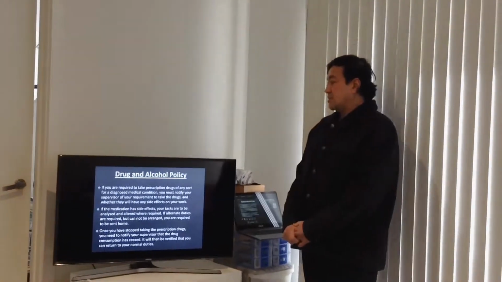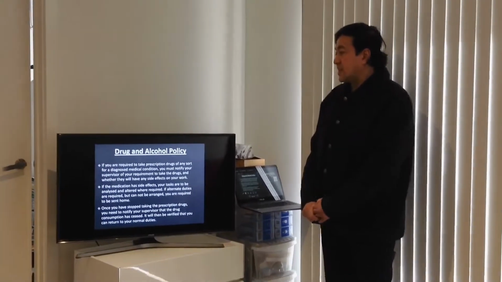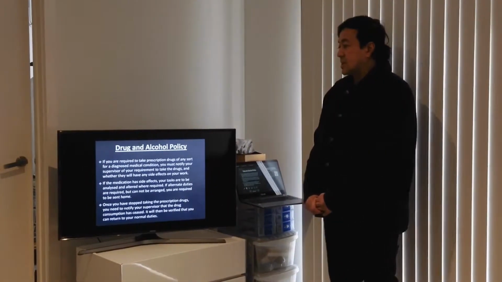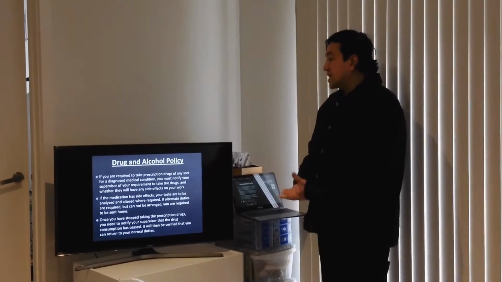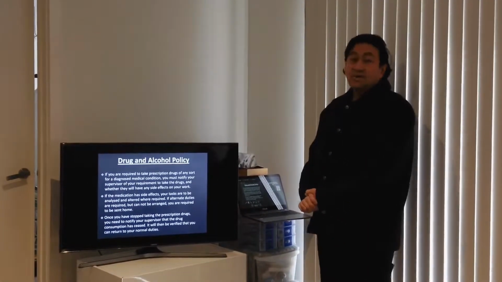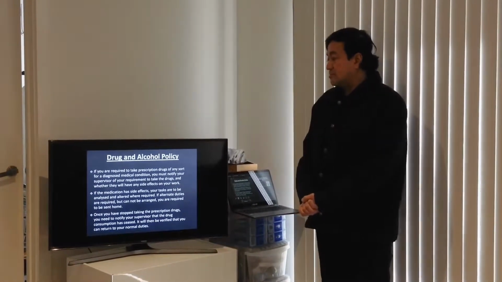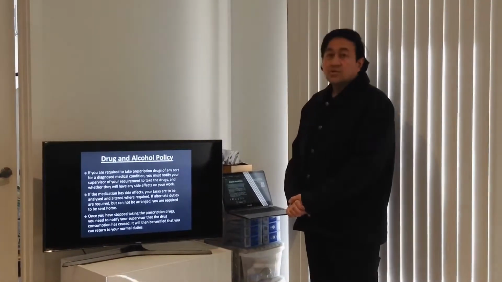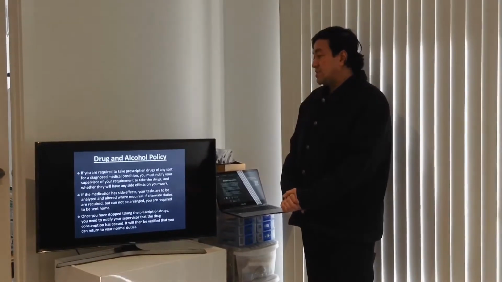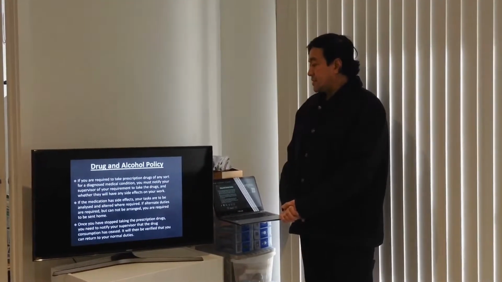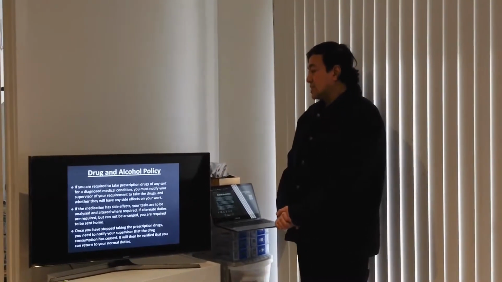If you are required to take prescription drugs of any sort for a diagnosed medical condition, you must notify your supervisor of your requirement to take the drugs and whether they will have any side effects on your work. If the medication has side effects, your tasks are to be analyzed and altered where required. If alternate duties are required but cannot be arranged, you are required to be sent home. Once you have stopped taking the prescription drugs, you need to notify your supervisor that the drug consumption has ceased. It will then be verified that you can return to your normal duties.